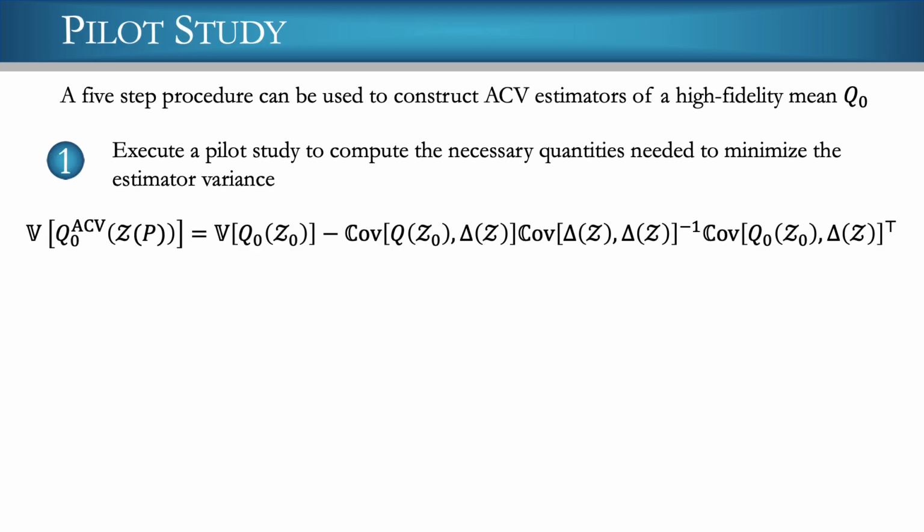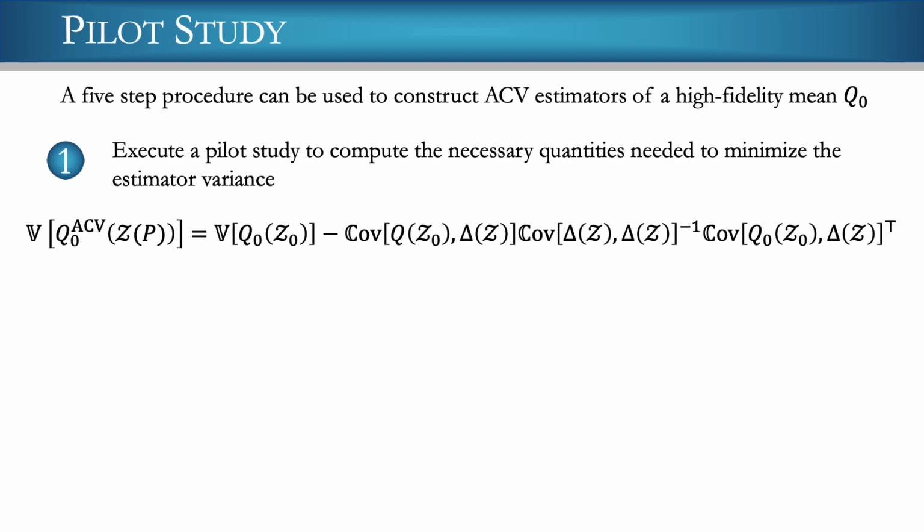ACV estimators can be constructed using 4 steps. Step 1 performs a pilot study to compute the quantities needed to determine the partition sizes P0 through Pm that are needed to minimize the estimated variance by optimizing the partition sizes in the vector P. First, a pilot study evaluates each model at the same set of samples P. Then these values are used to estimate the terms of the estimated variance shown in the equation.